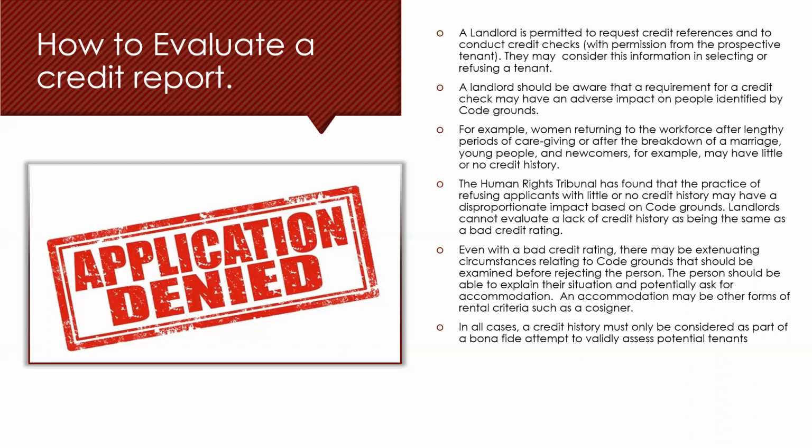Even with a bad credit rating, there may be extenuating circumstances relating to code grounds that should be examined before rejecting an applicant. The person should be able to explain their situation or potentially ask for accommodation. And an accommodation may be other forms of rental criteria, such as a cosigner. In all cases, a credit history may only be considered as part of a bona fide attempt to validly assess potential tenants.